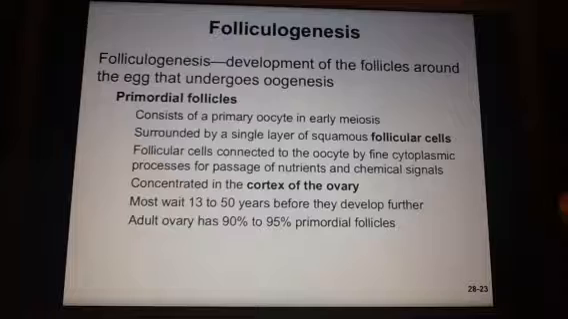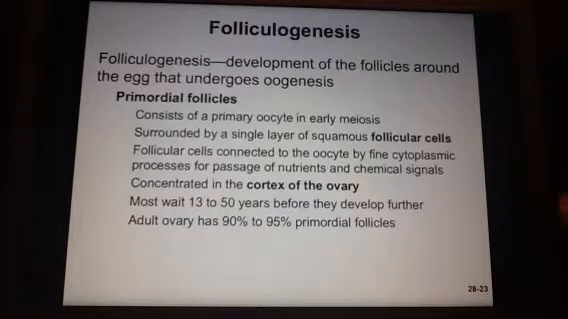So the development of the follicles has a ridiculous name, folliculogenesis, and that is the development of the follicle around the egg, and the egg is undergoing oogenesis. So we're going to talk about the different types of follicles, kind of the different stages in this developmental process.